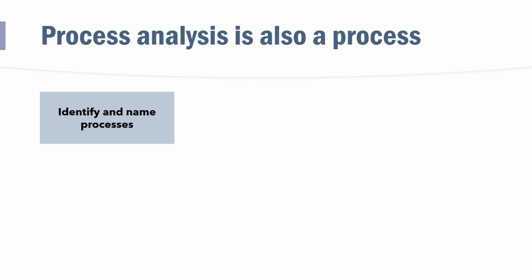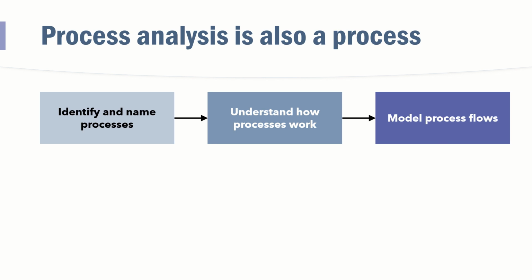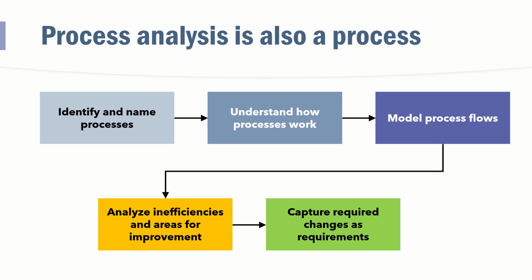First of all, you identify and name the processes. You need to learn and understand how they work. You need to model them. Then you will need to analyze inefficiencies and areas for improvement. And finally, capture the requirements for the process changes. So let's start at the beginning. First, we identify and name processes. How do we do that?